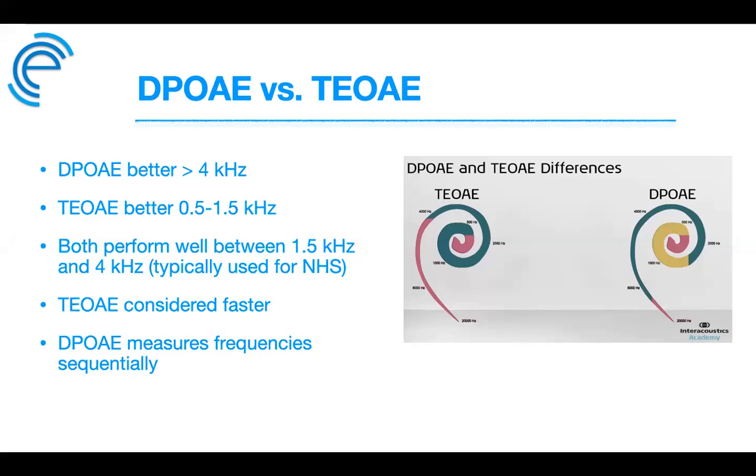Now, in terms of newborn hearing screening, usually we use a range of 1,500 to 4,000 hertz in most instruments, so it's technically the same in that case. We know that both of them have the same high sensitivity and specificity for the detection and verification of outer hair cell dysfunction. And whether it's a TEOAE or a DPOAE, a pass result would indicate good cochlear outer hair cell integrity, which is associated with behavioral hearing thresholds better than 25 to 30 dB.